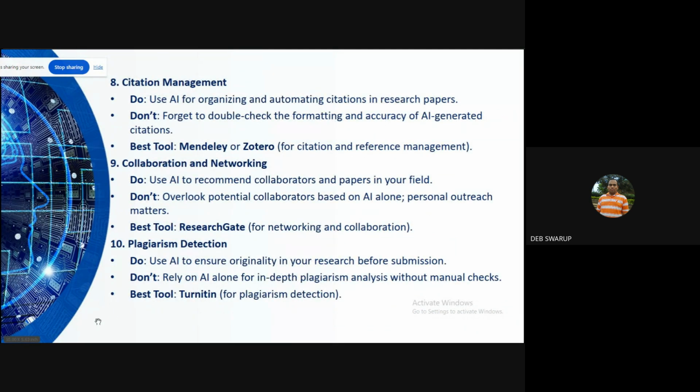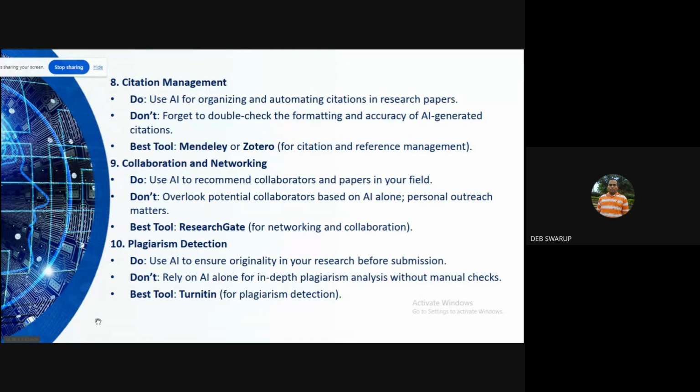The next is citation management. Personally, I'll advise researchers who are starting out to use Mendeley. Mendeley will import all your papers, then using Mendeley in your Word, in the reference part, you can cite them. Otherwise, if you are able to do it manually, that is also good. Zotero also, you can use Zotero. Zotero is equally good compared to Mendeley.